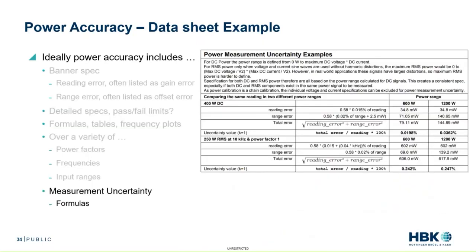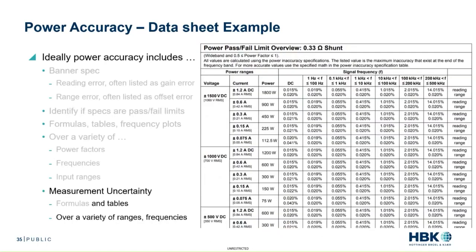So when it comes to measurement uncertainty, it would also be ideal to have examples with formulas, like you see here in this example. We can see the formulas and examples for 2 different power ranges for DC power and RMS power at 10 kilohertz and power factor of 1. And here's a small datasheet example of measurement uncertainty with tables, again, over a variety of voltage, current, and power ranges, and over a variety of frequencies from DC to 100 hertz, 1 kilohertz, 10, 100, 200, and 500 kilohertz for both the reading and the range.